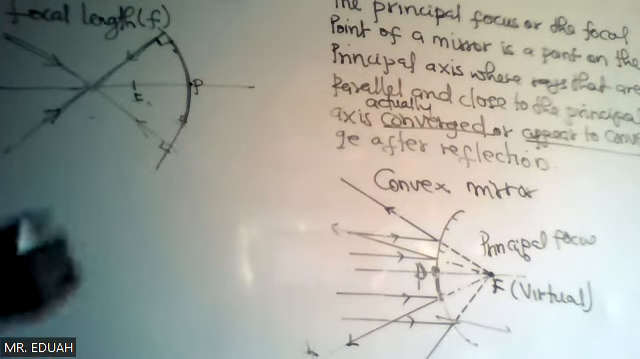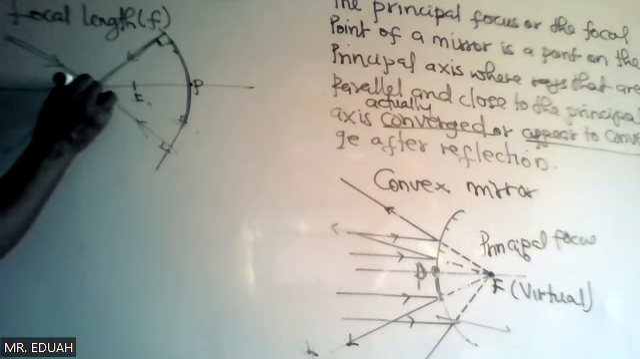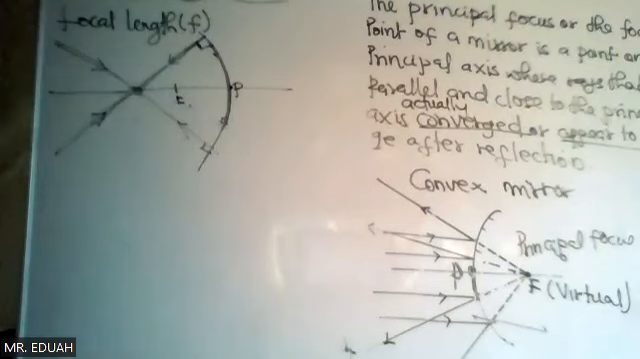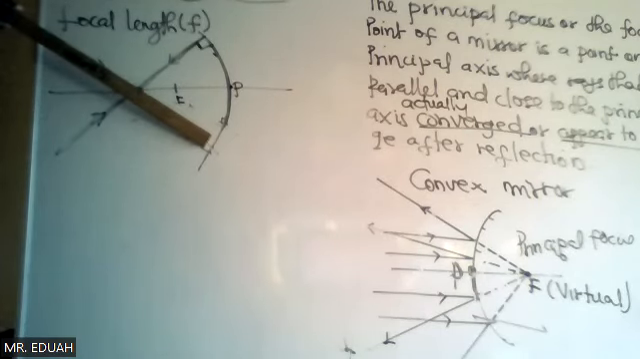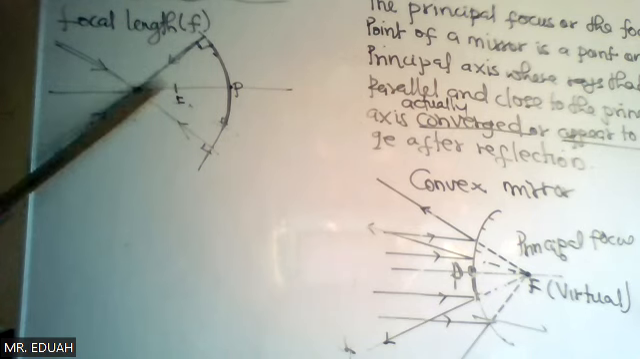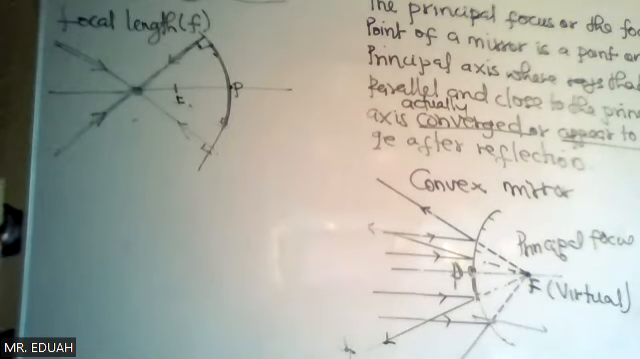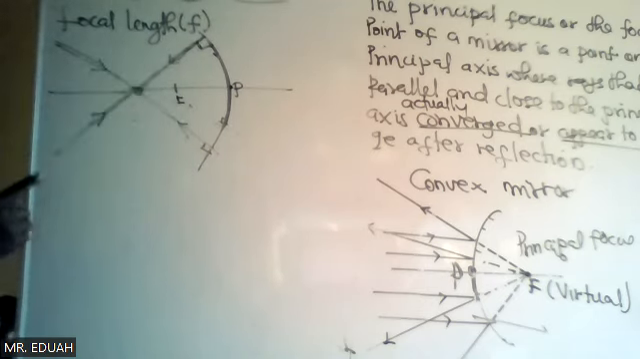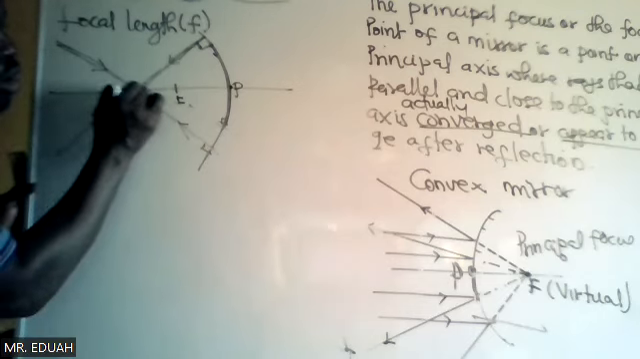But its incident ray must pass through a point on the principal axis. No matter where the ray is coming from, this ray shows that it is coming from up here. By this ray, I'm saying the ray is from up here and then hitting the mirror at 90. Ray two is also coming from down here and then hitting the mirror at 90. So they are coming from two different directions. But so far as the two rays hit the mirror at 90, they will reflect along the same path as the incident and both of them would also pass through a common point on the principal axis.